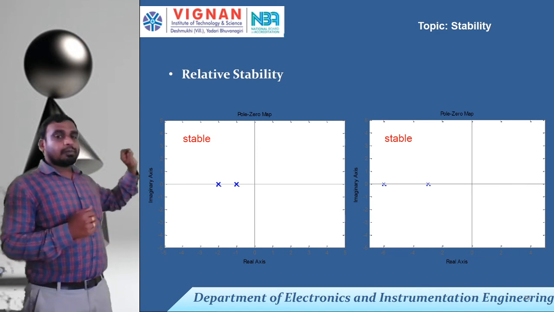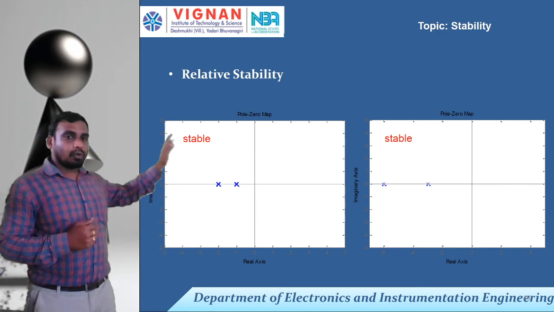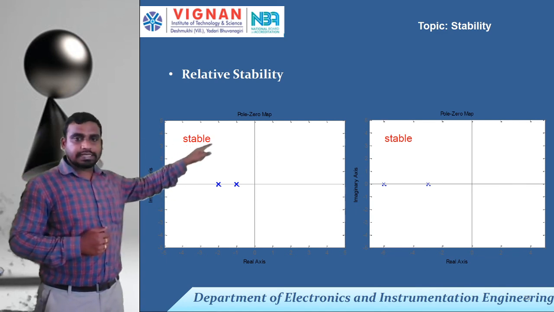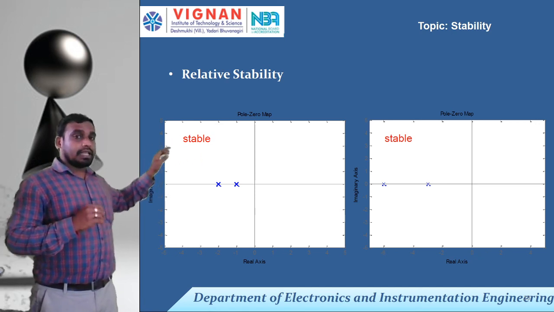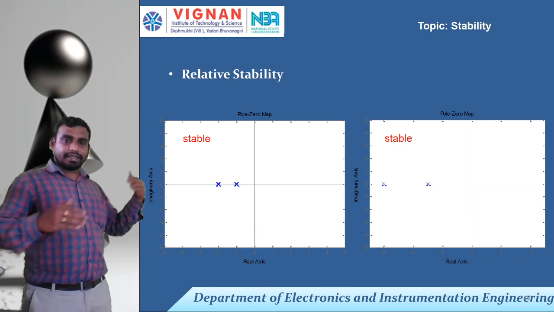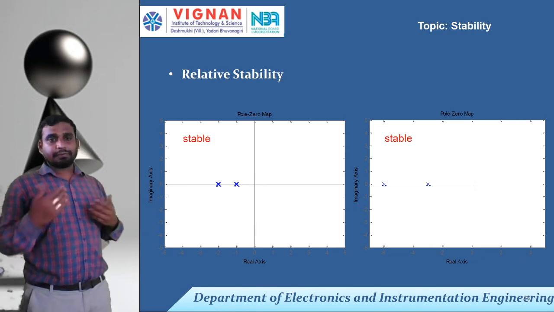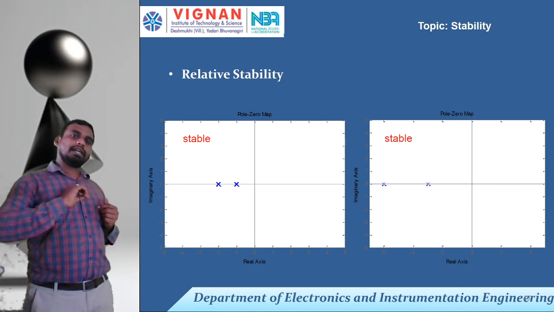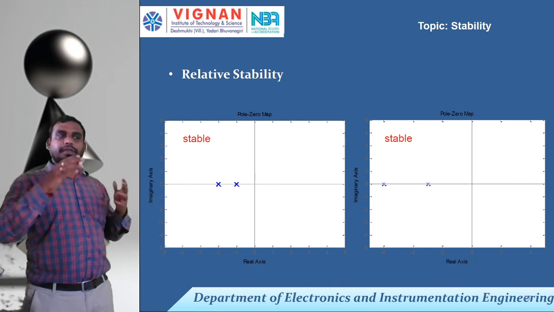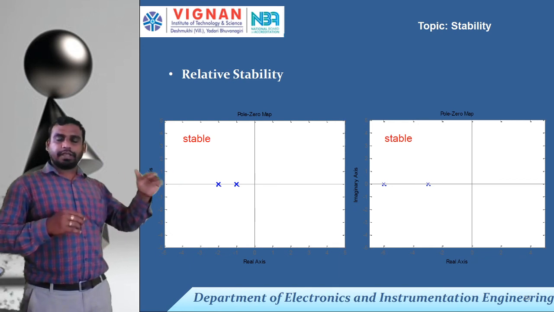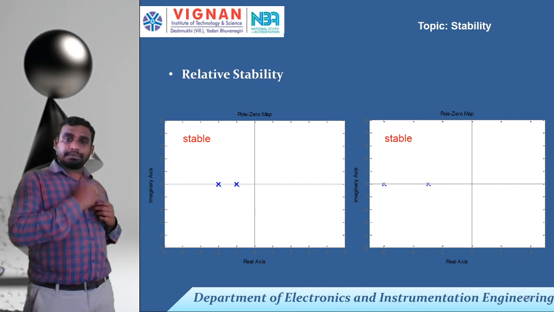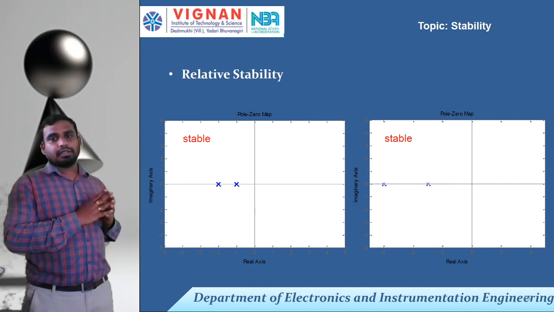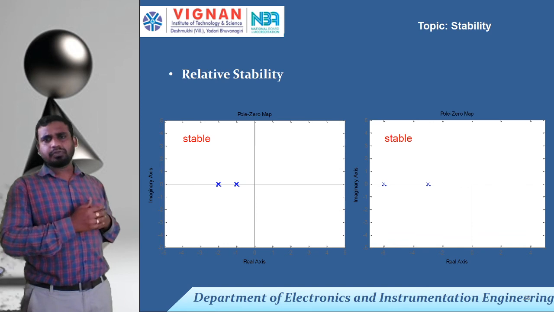See, one more important point I want to tell you here is that if the pole is near to the origin, then the response of the system will be quick, faster. It will be very fast. Say, for example, if you want the bike to travel at 50 kilometers per hour, the time taken for the speed to reach 50 will be less. Within 5 seconds, it may go, right?